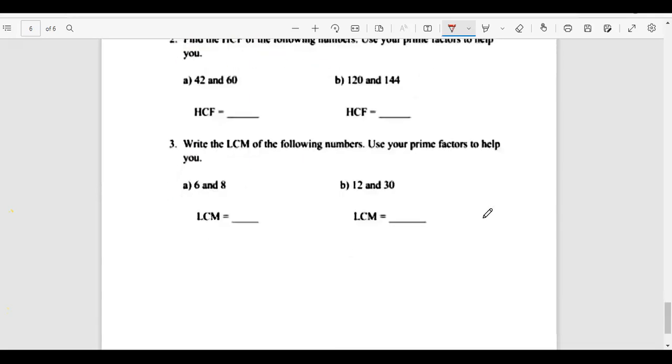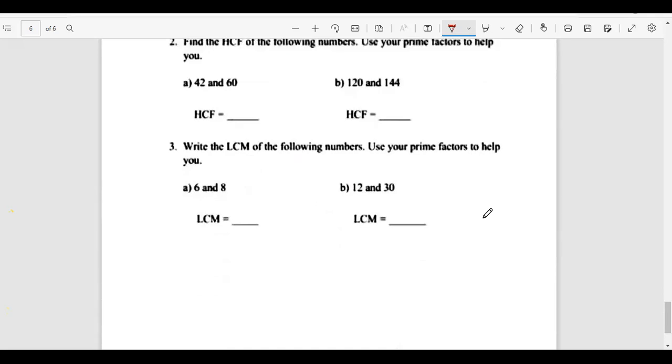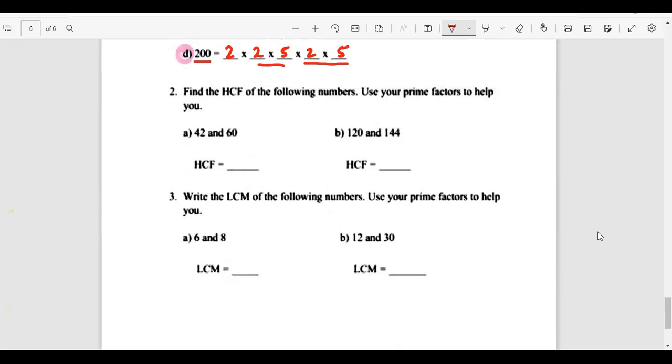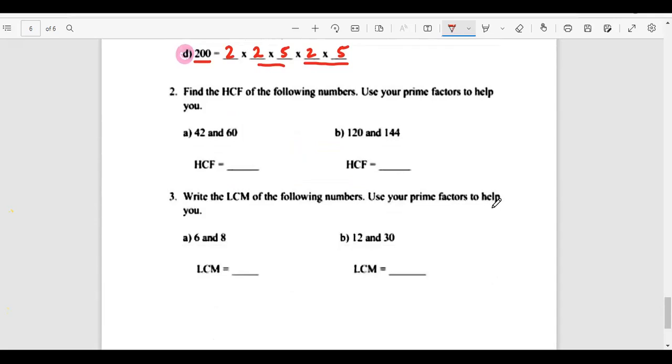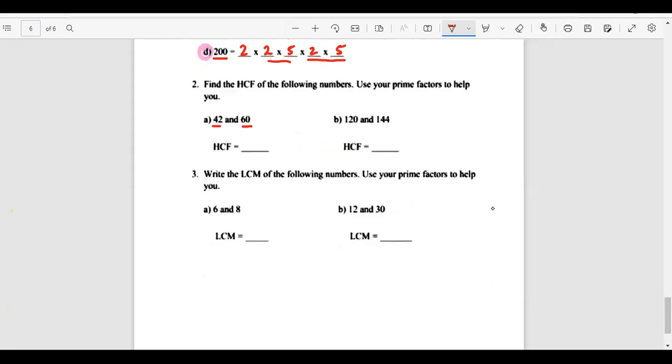अच्छा, I think we are good with it. Let's just do two more examples quickly. Find the HCF of the following numbers. So अब HCF के बारे में बात हो रही है, and let's just see how to find the HCF of 42 and 60. So we can do it this way. 42 and 60.